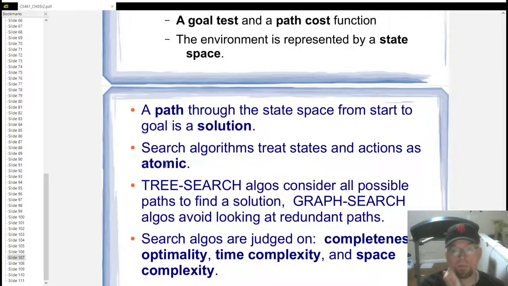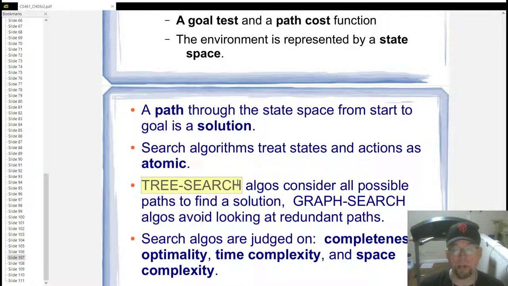Okay, so the search algorithms that we studied, all of them, some of them were in more depth than others, the states and actions are atomic. Okay, they are atomic. Tree search, they try to find all possible paths to a solution. And because of that, they can have repetition. They can have these loopy paths where state A leads to state B, leads to state C, which leads to state A, which leads to state B, which leads to state C, which leads to... Remember, you can avoid that if you carefully formulate the problem in terms of what the actions are.